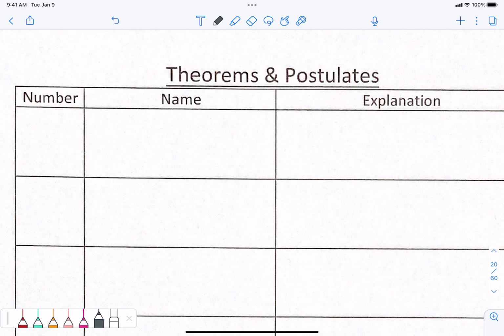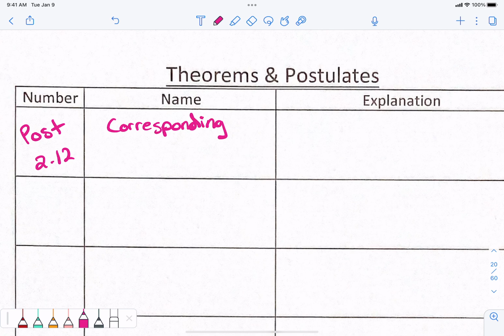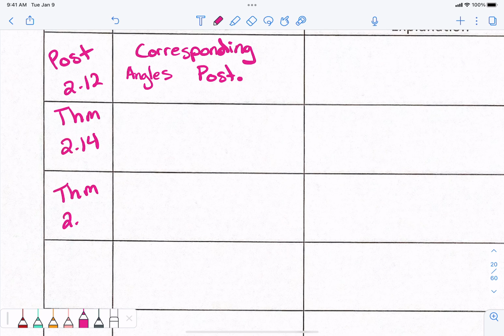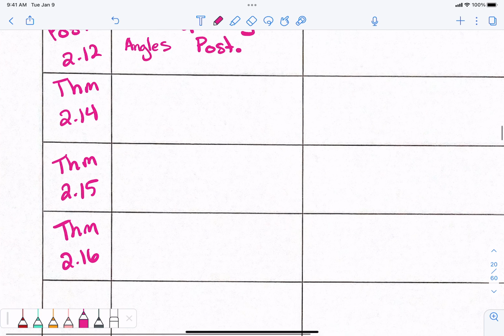I think this one's a postulate. Postulate 212. So here we go. POST 212. This is the corresponding angles postulate. All right, I'm going to go ahead and write the headings down for the other ones. So this one is Theorem 214, Theorem 215, and Theorem 216. I'll write these all down so then I can move over.